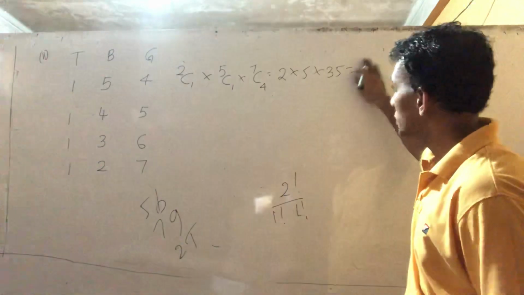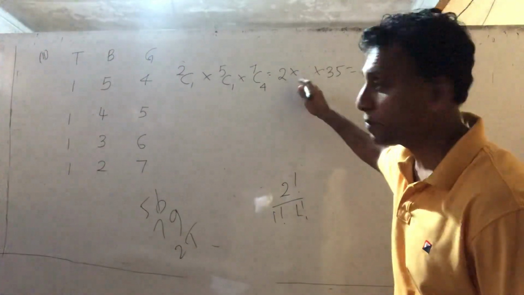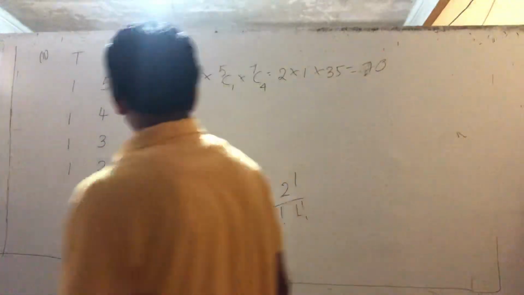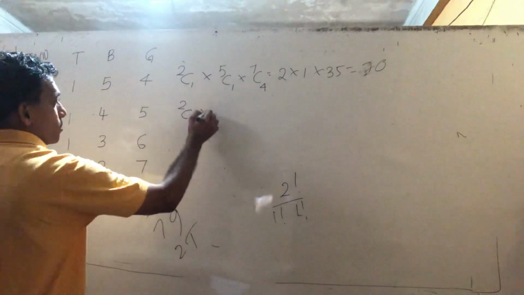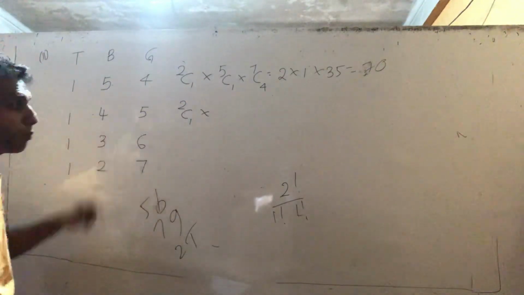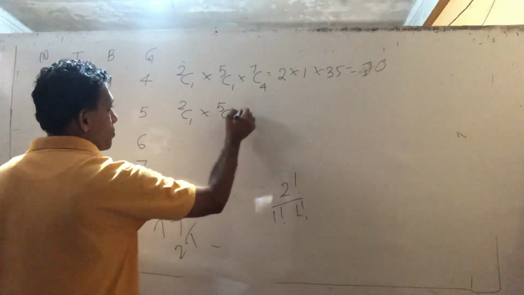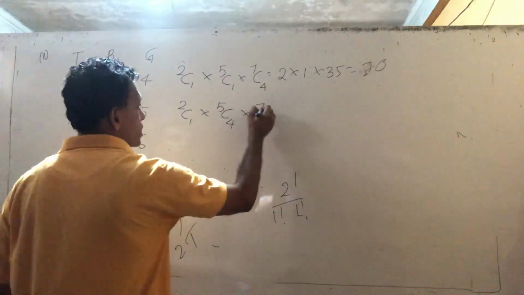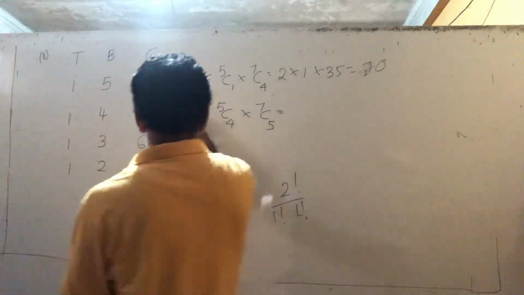300, what is this answer? 2 into 1, 5C1 is 1 chance, 70. Here 1 teacher, 2C1. From 5 boys, 4 boys, 5C4. From 7 girls, 5 girls, 7C5. 2C1 is always 2.